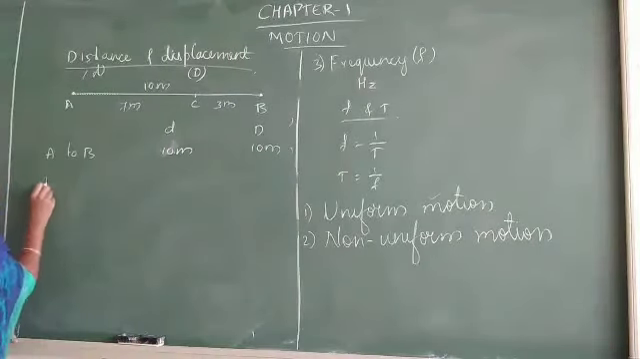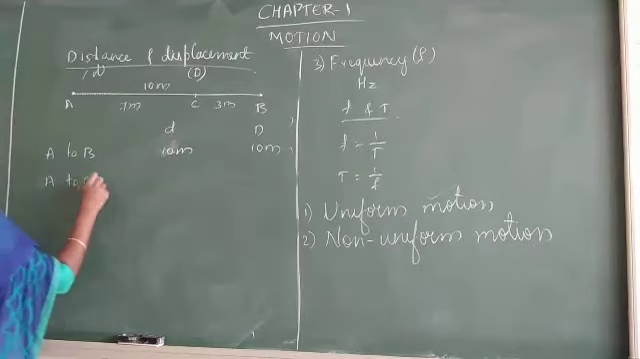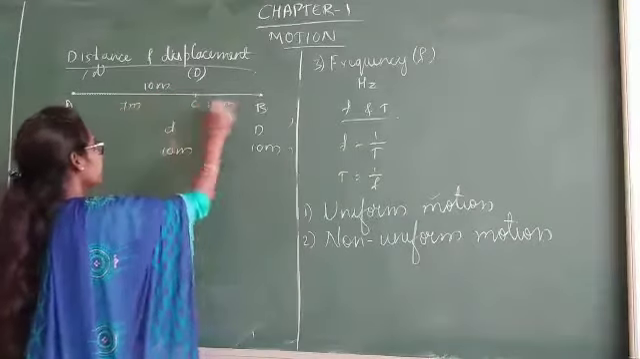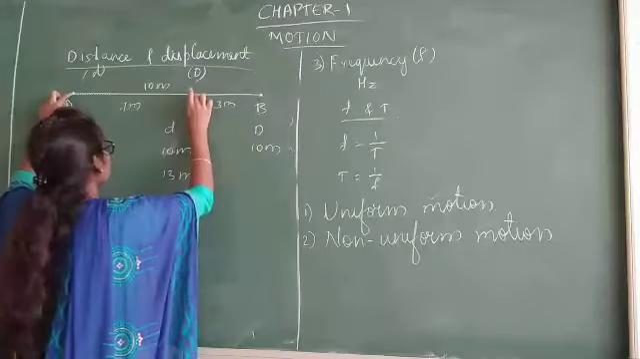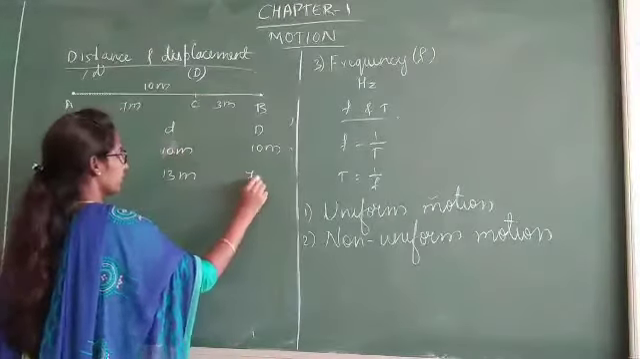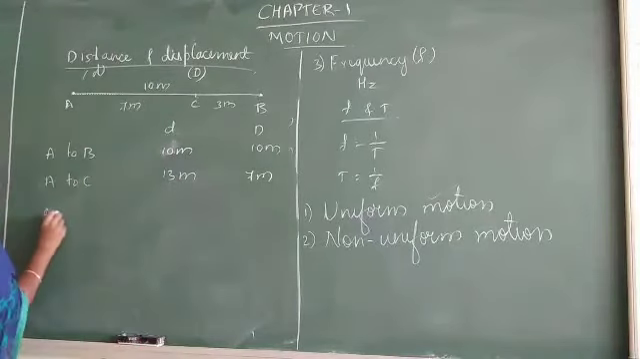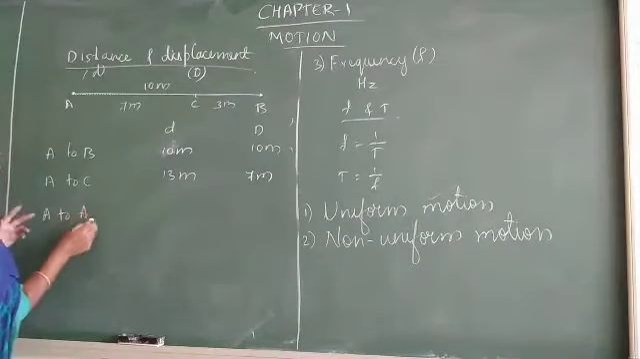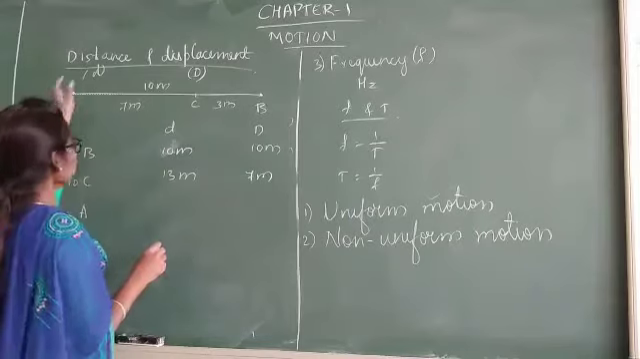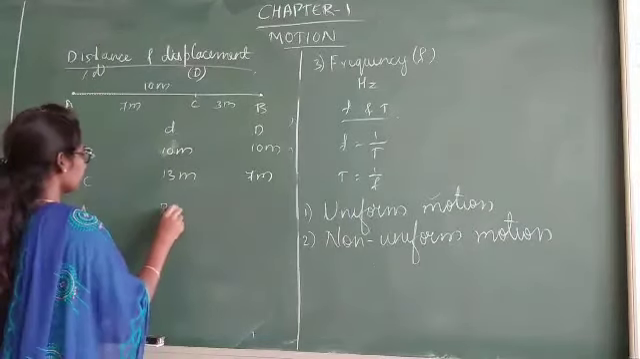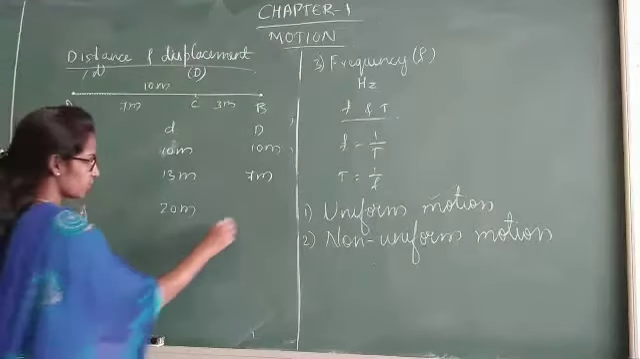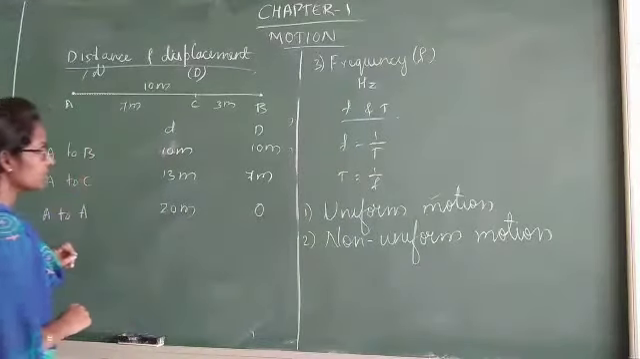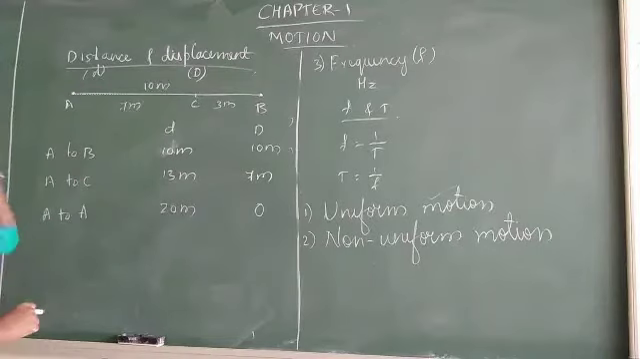Whenever the body is moving from A to C, distance is 10 plus 3, 13 meter. Displacement is this much. How much? It is 7 meter. And A to A is when it comes back to the same position. Distance is 10 plus 10, that is 20 meter. But for displacement, there is no gap. It has come back to the same position, so it is 0. This is how we measure distance and displacement.